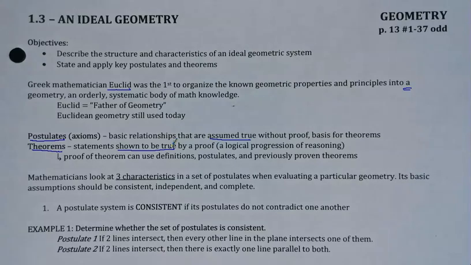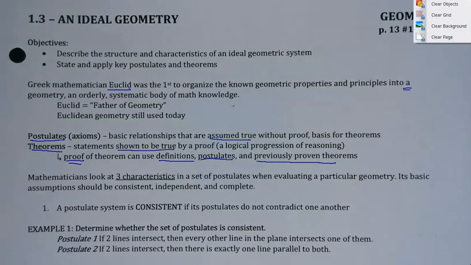So a proof of a theorem, because we're going to do proofs this year, can use definitions, it can use postulates, and it can use previously proven theorems. So we can use other theorems to prove a new theorem true. Okay, so that might sound like a lot that you don't understand. That's okay. We're going to make it make more sense as we continue to progress.